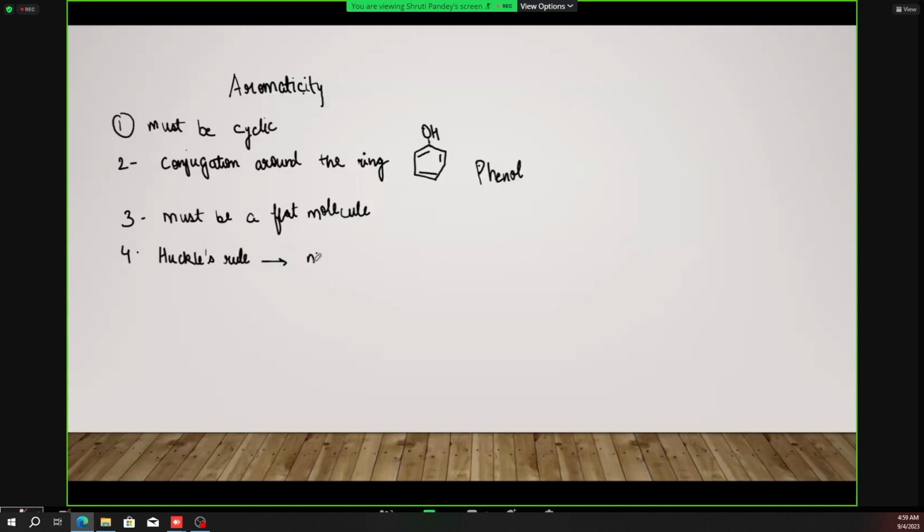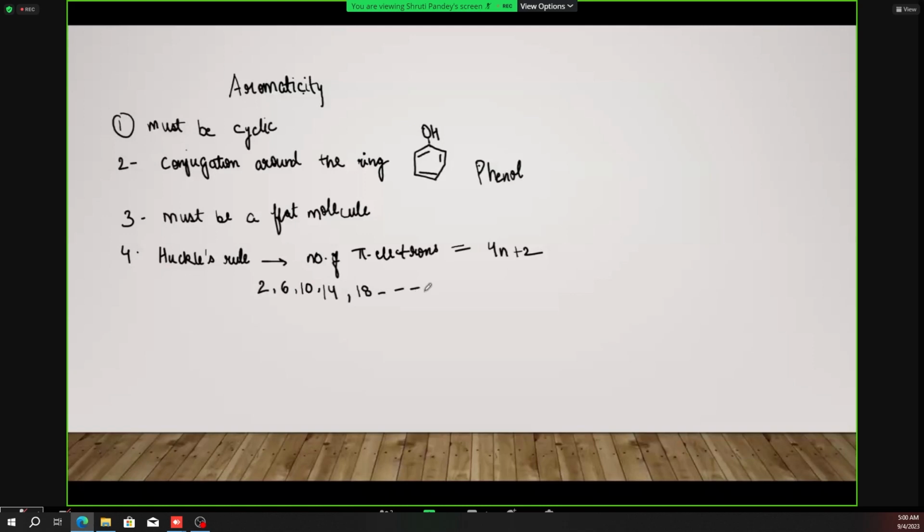The number of pi electrons which are there in that compound, how many should they be? They must be 4n plus 2. Okay, so n is an integer, meaning when we put n equals 0, we get 2. When we put n equals 1, we get 6. And putting in different n values, we will get 2, 6, 10, 14, 18, and so on. So the series goes on.